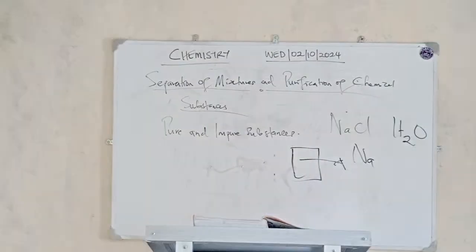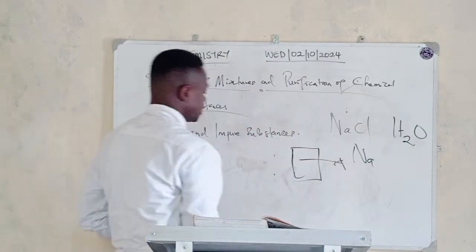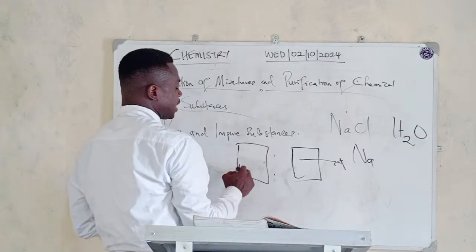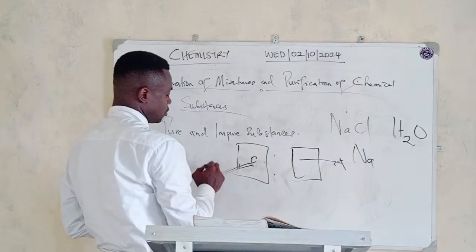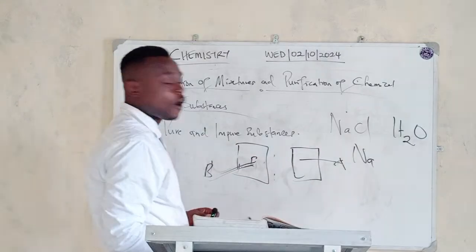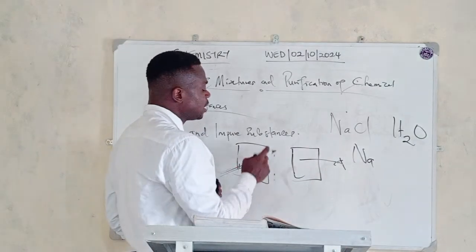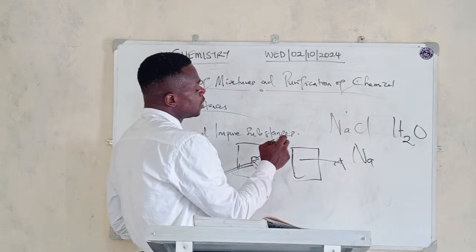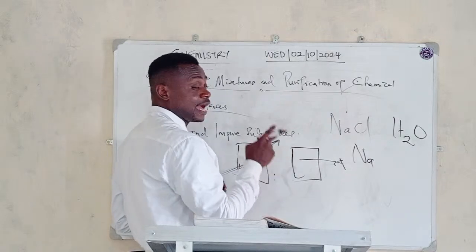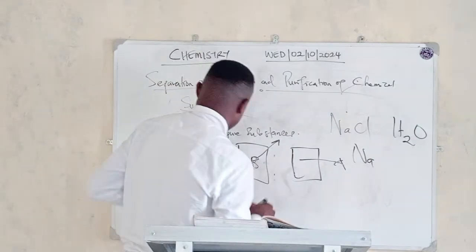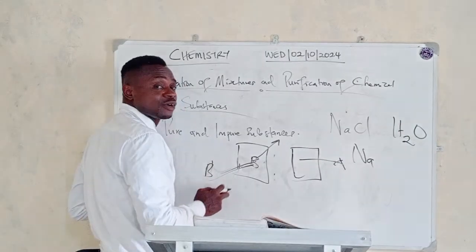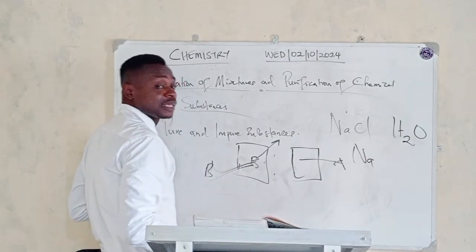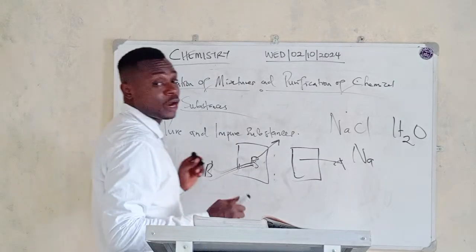So if you have a solid substance B and you want to test if it is pure, melt it. Of course, you should know the melting point of B as stated in the literature. Now, if you melt it and it melts at a temperature lower than its melting point, then B has other impurities.